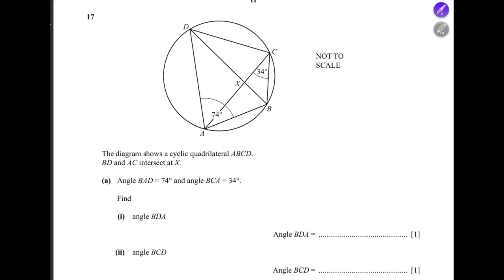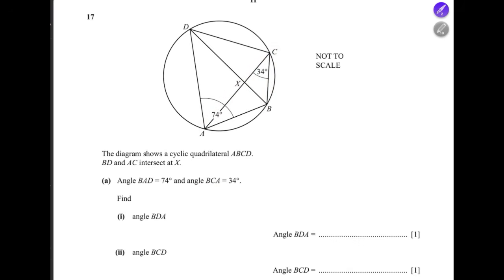I need to find some angles. So the diagram shows a cyclic quadrilateral. A cyclic quadrilateral means you have a quadrilateral inside a circle and it has certain properties, which is ABCD. Angle BAD equals 74. This angle is 74, and also AD and AC intersect at X. AC and AD are intersecting at this point. Then angle BCA equals 34.